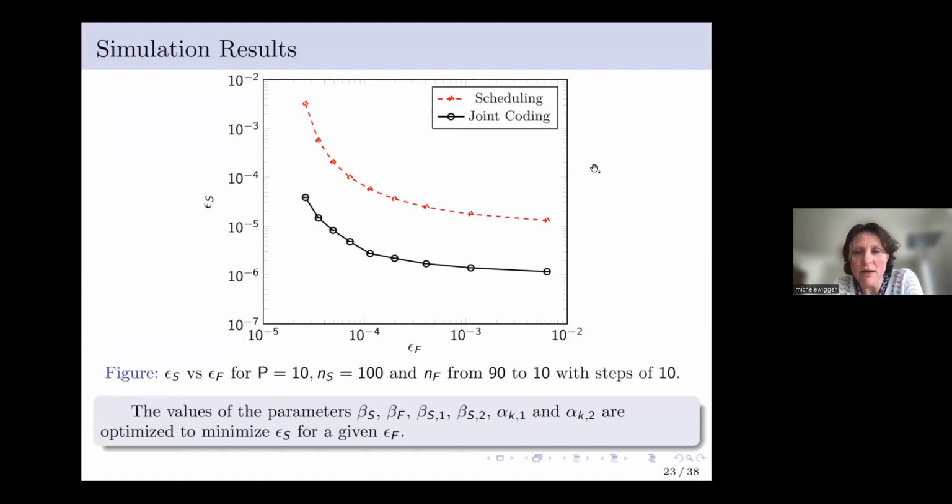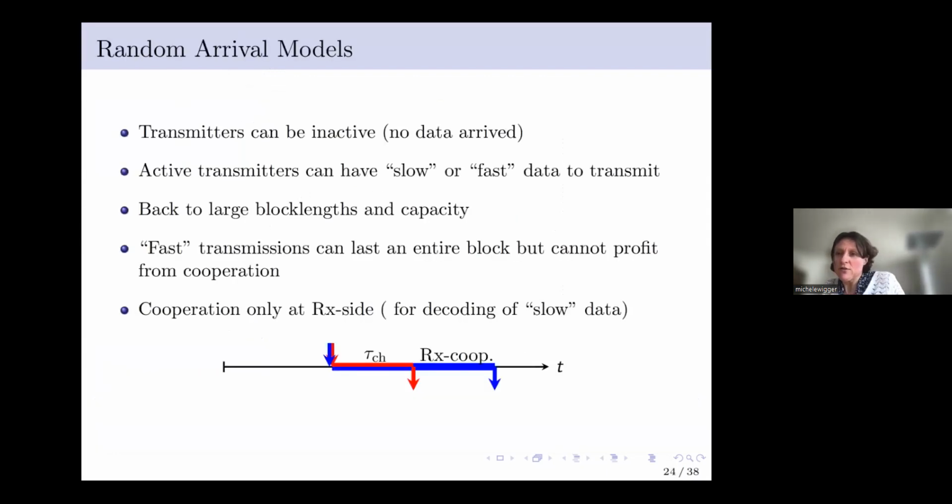So with a scheduling approach, we will get something like this. And with a joint coding approach, we can actually do better. So here we have the probabilities of error for fixed rates. And we optimize over the power distributions and the dirty paper coding coefficients. Good. So far for this. You see it's really a preliminary investigation.